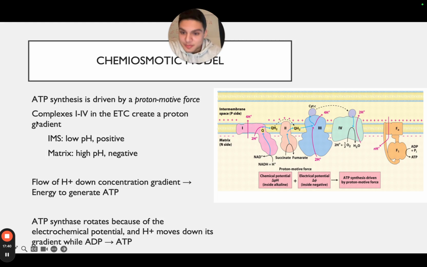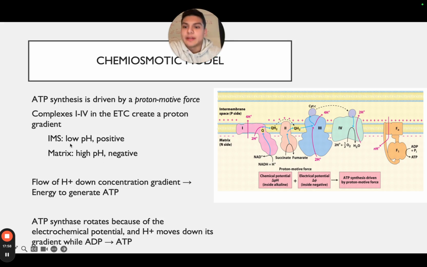And so complex 1 through 4 creates this ETC proton gradient, except complex 2. But theoretically, you could say that later on downstream it does contribute. So I won't get into the very specifics. You know exactly which complexes will transfer the protons through.